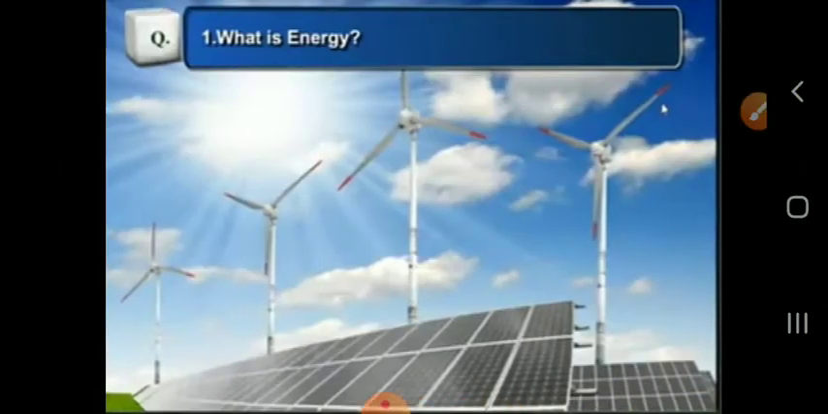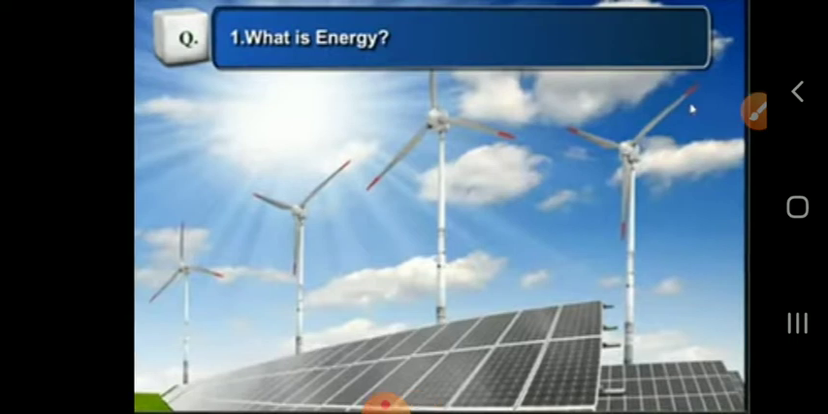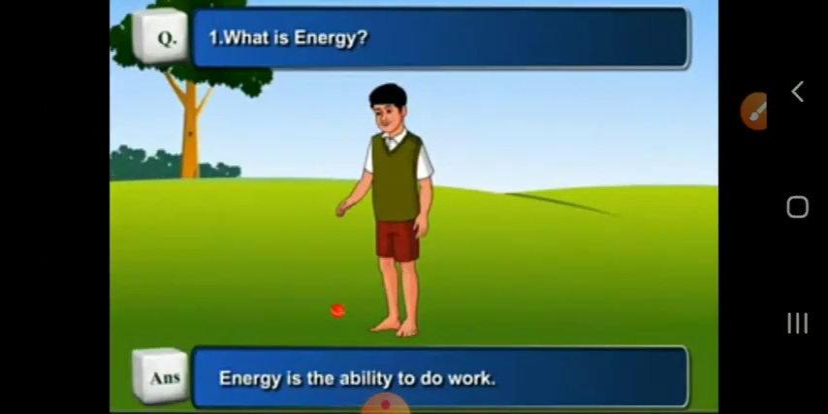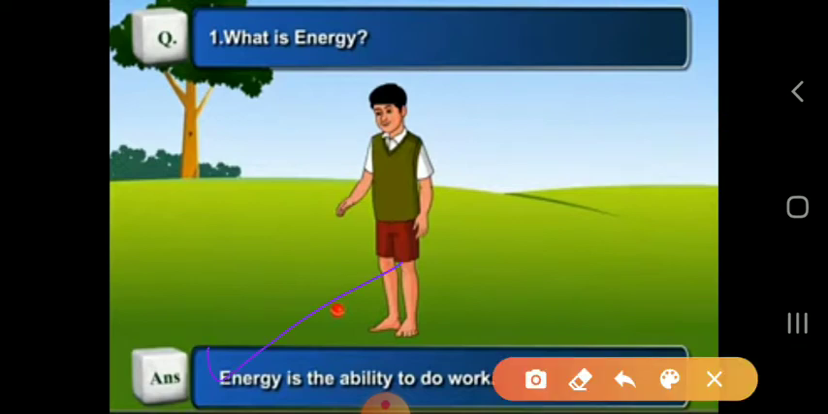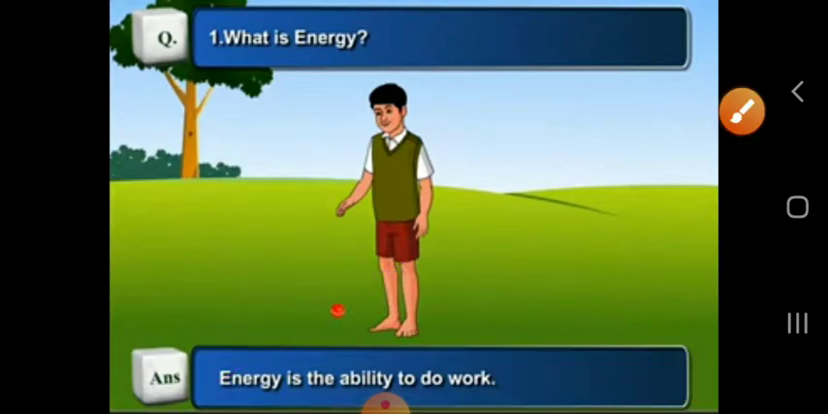Now see children, if you think about what energy is, what will be our answer? This boy is playing with the ball. So what is energy? Energy is the ability to do work. So we can see here that energy is the ability to do work.